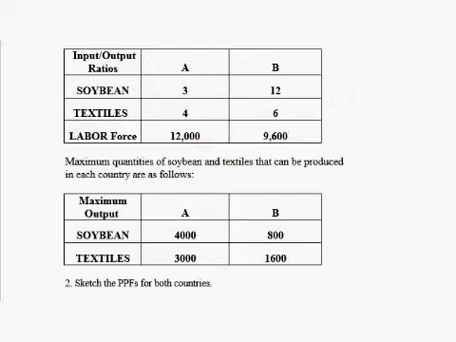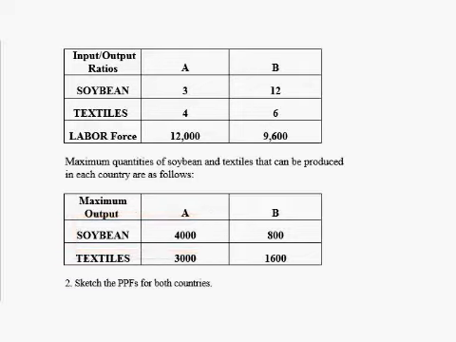The first thing I want to do here is to determine the maximum quantities of soybean and textiles that can be produced in each country. This would put us on what economists call the efficiency frontier, the maximum quantities you could produce. So we would see that if we were only producing soybean in country A, because it takes 3 units of labor and we have 12,000 units of labor, 3 goes into 12 4 times, 3 goes into 12,000 4,000 times. So if we took all the labor we had, put it in soybean production in country A, the 12,000 units of labor could produce 4,000 units of soybean.